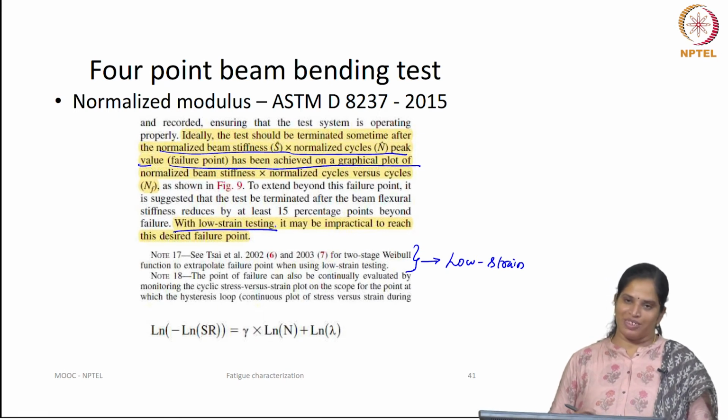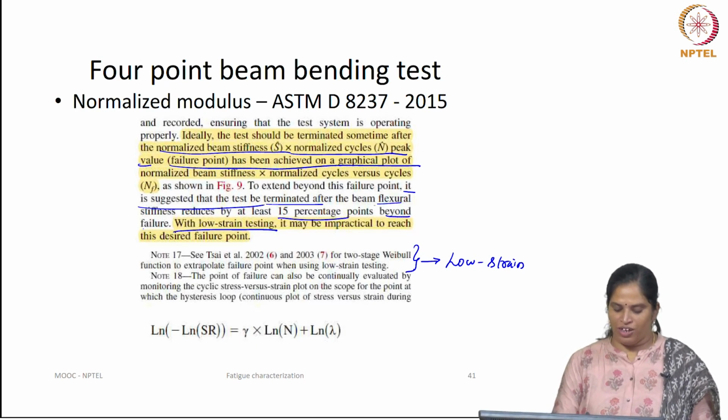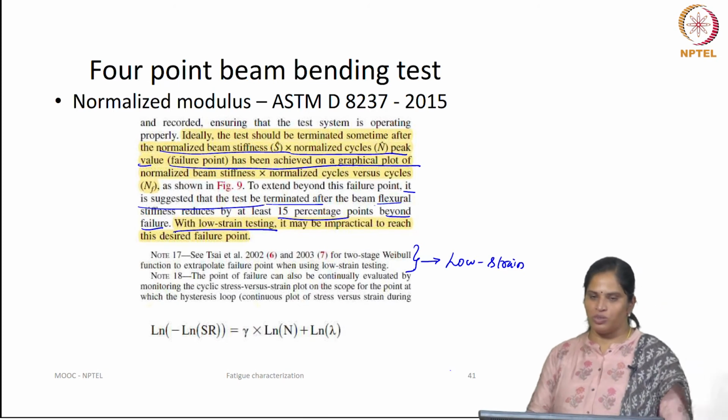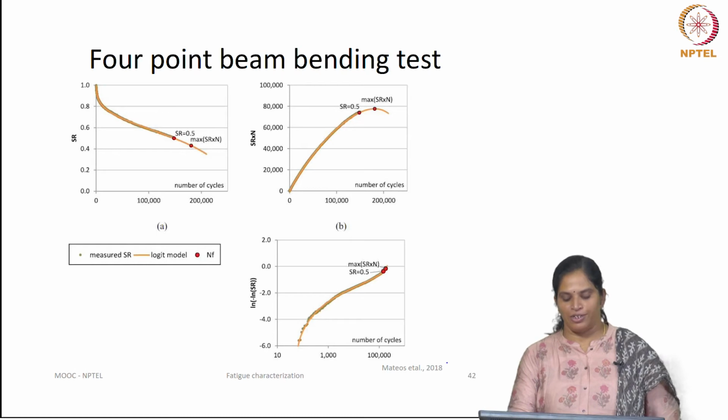ASTM also gives the point when to stop testing. It is suggested that the test be terminated after the flexural stiffness reduces 15% beyond the failure point. So, this is the condition given for termination of a test.